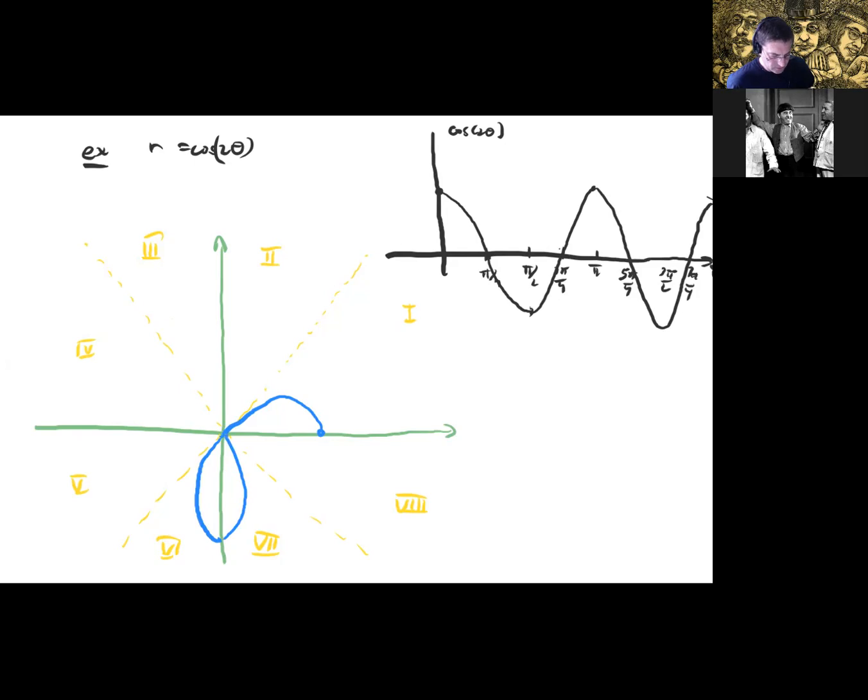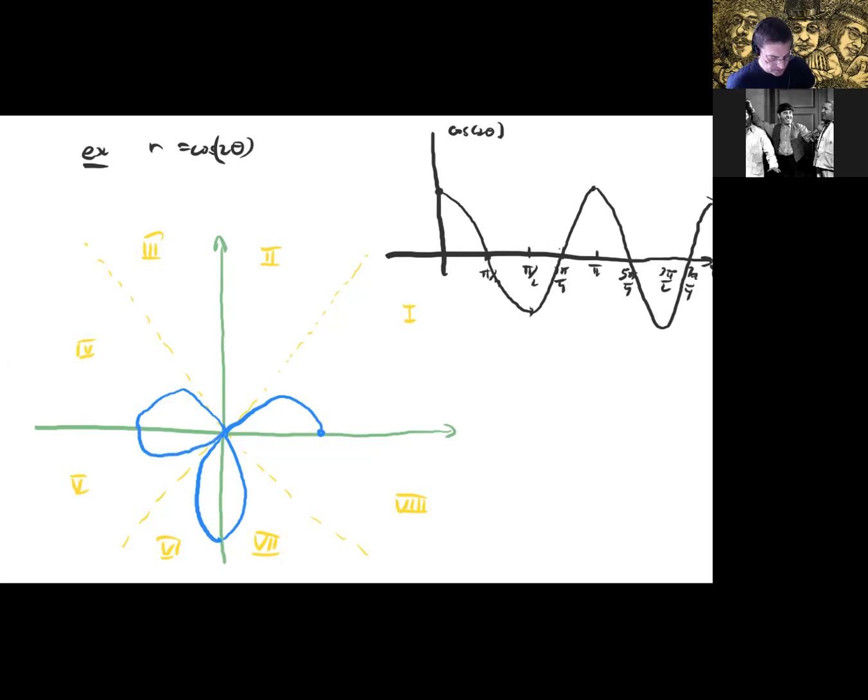Now we go to sector 4, which consists of angles between 3 pi over 4 and pi. Between 3 pi over 4 and pi, if we go to the black graph, r is going from 0 to 1. So we're in sector 4, it's going from 0 to 1. Looks like that. From pi to 5 pi over 4, we're in sector 5, and r is positive, so we don't have to flip it, and r is going from 1 to 0.